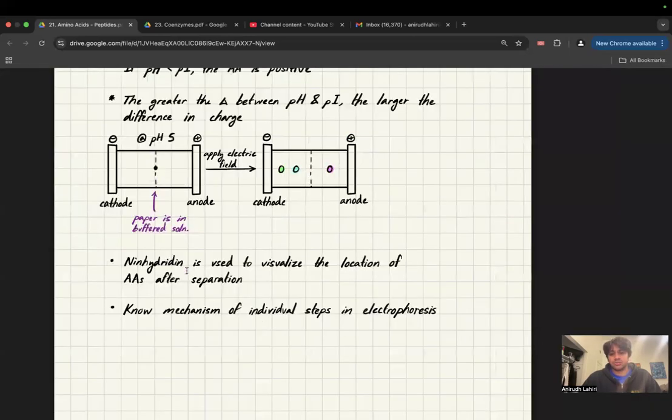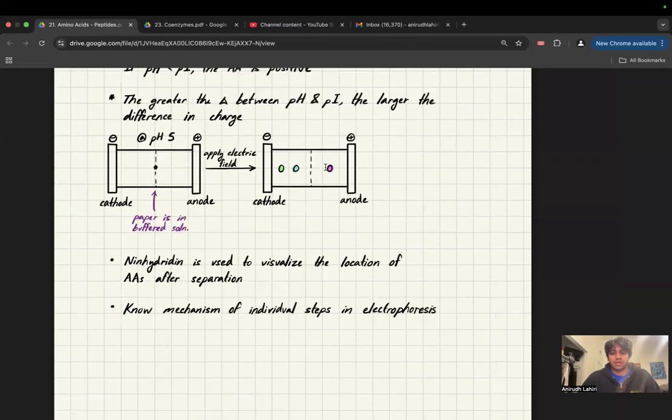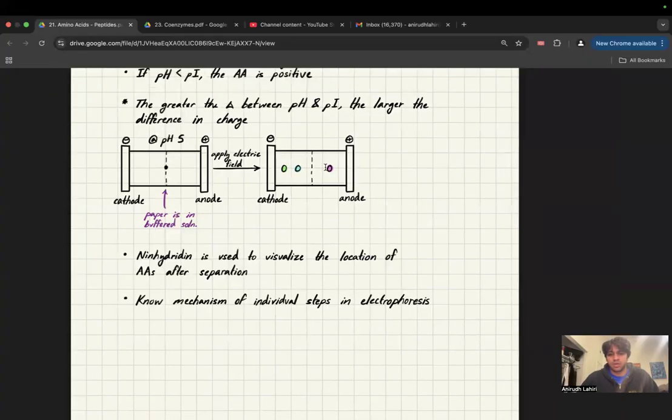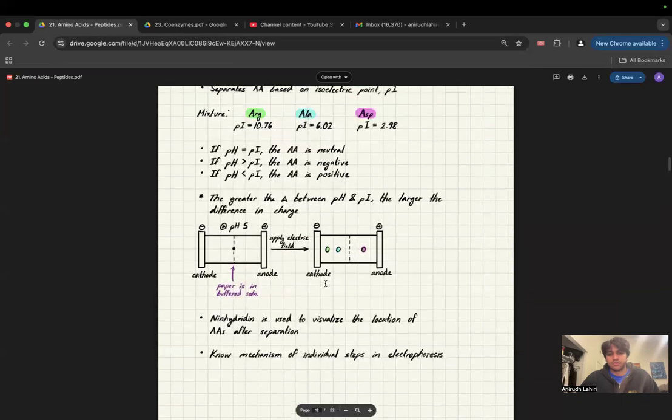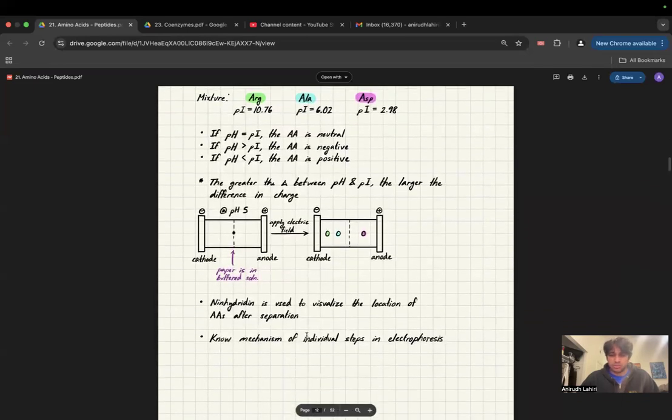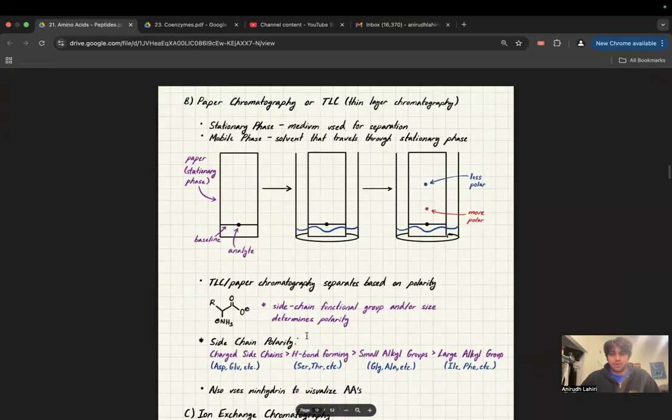Hydrogen is the thing that's actually used to visualize the location of amino acids after separation, because these amino acids don't look different, okay? You can't see them without having some type of chemistry to visualize them. So we'll take a look at the chemistry associated with it later. It's not too terrible. It's just again one of those things that you should memorize and know the mechanisms of the individual steps in electrophoresis. But I'm just going to do an overview of each of the techniques and then we'll get a little bit more into the specifics.